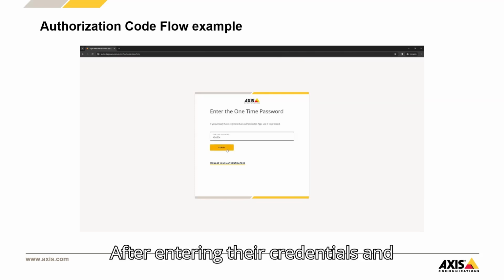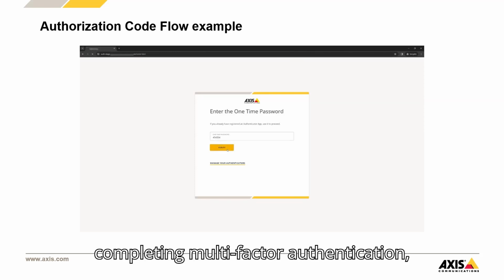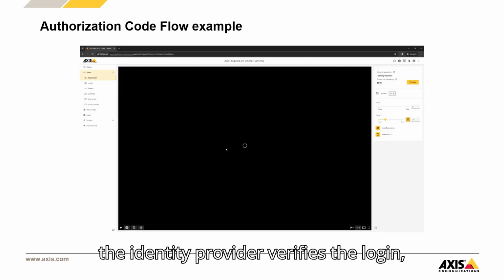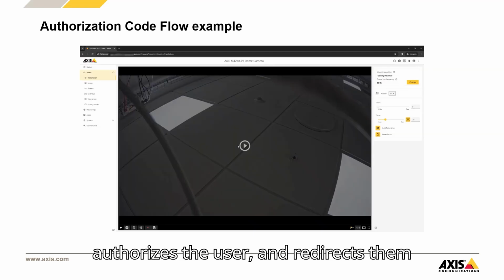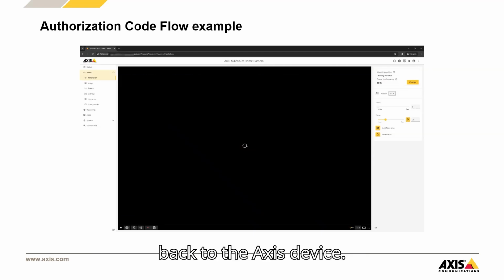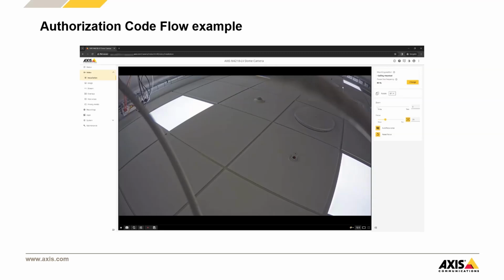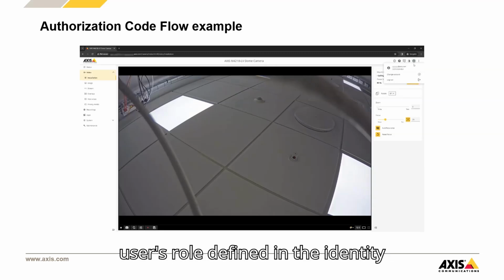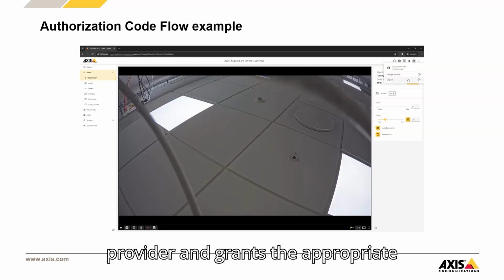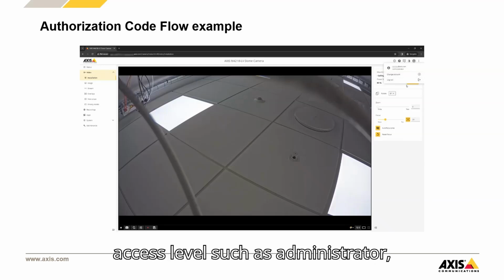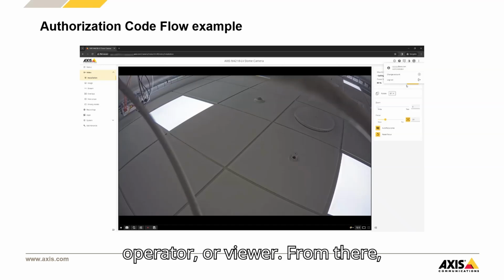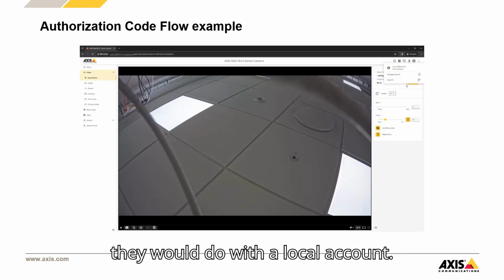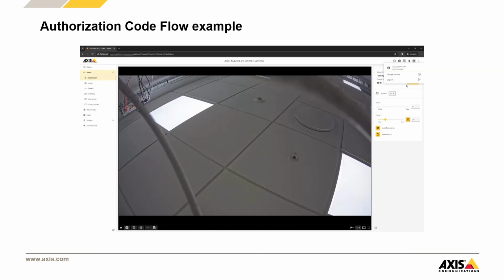After entering their credentials and completing multi-factor authentication, the identity provider verifies the login, authorizes the user, and redirects them back to the access device. At that point, the device verifies the user's role defined in the identity provider and grants the appropriate access level, such as administrator, operator, or viewer. From there, the user can access the device just as they would do with a local account.